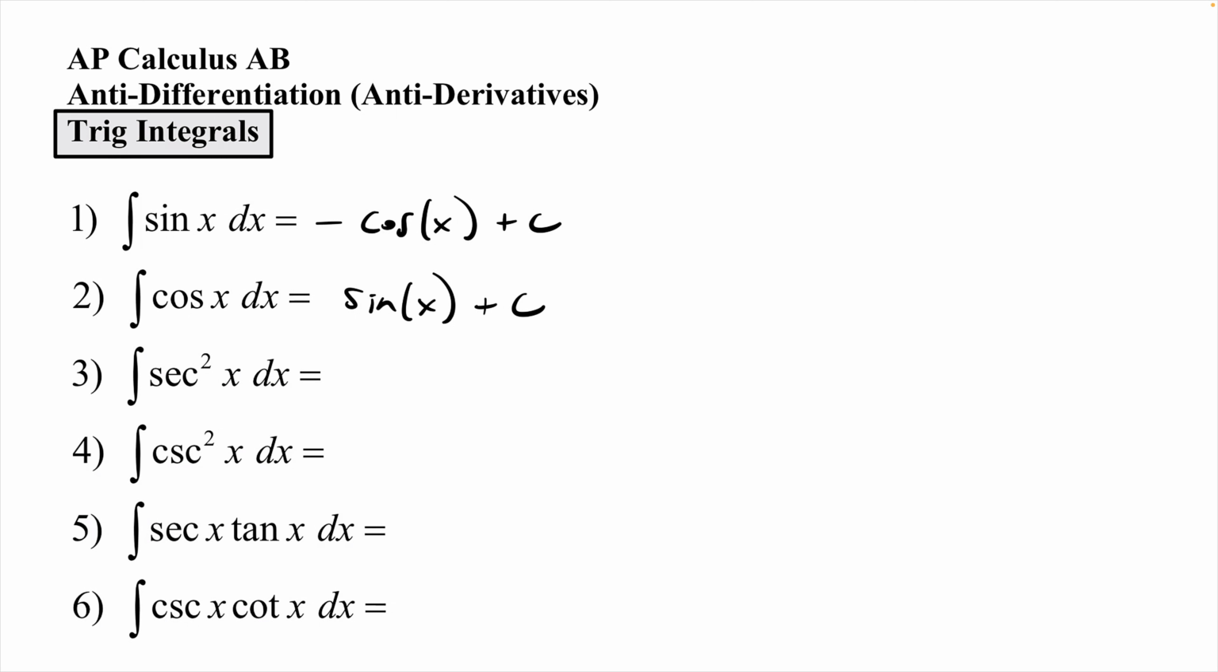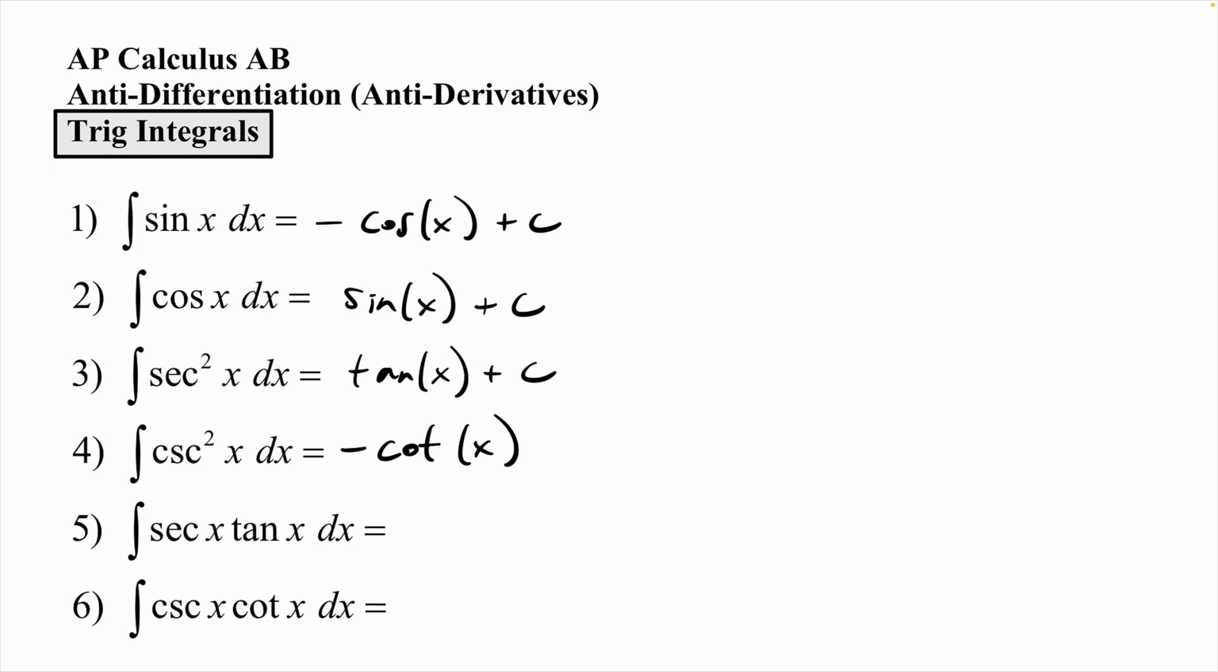Secant squared comes from tangent, right? Isn't the derivative of tangent secant squared? Well, what do you think the antiderivative of secant squared is going to be? Tangent of x plus c. Cosecant squared: the derivative of cotangent was negative cosecant squared. So the negative we dropped, which means we need a negative cotangent here. Negative cotangent.